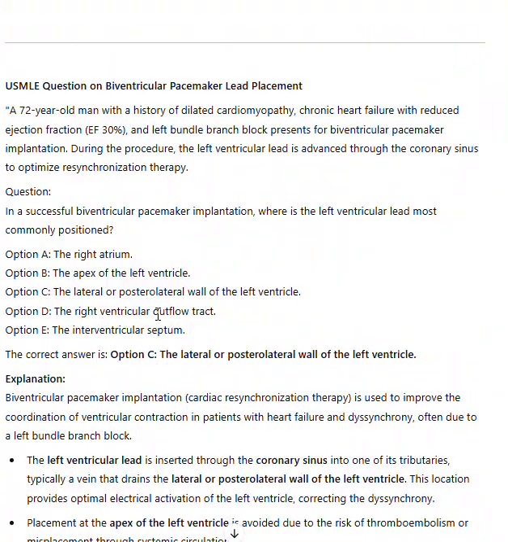USMLE style question focused on biventricular pacemaker lead placement in the left ventricle. USMLE question on biventricular pacemaker lead placement.